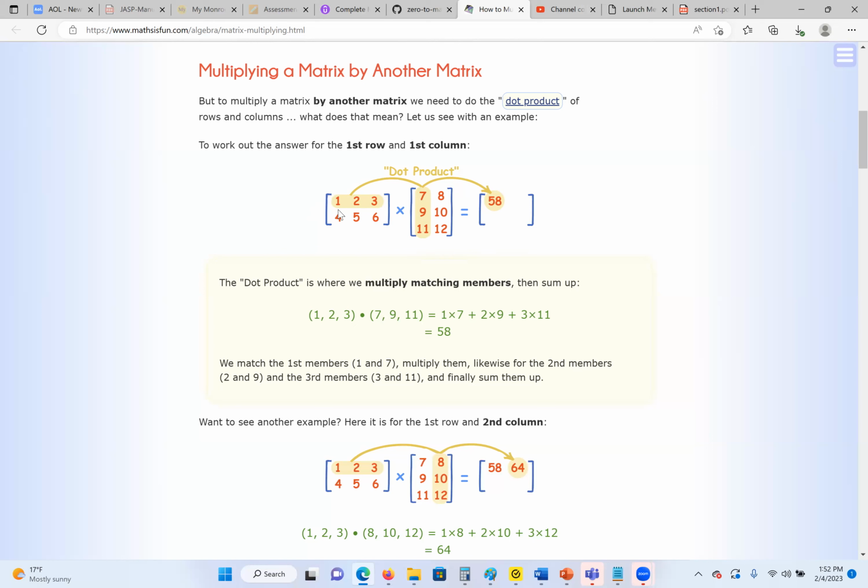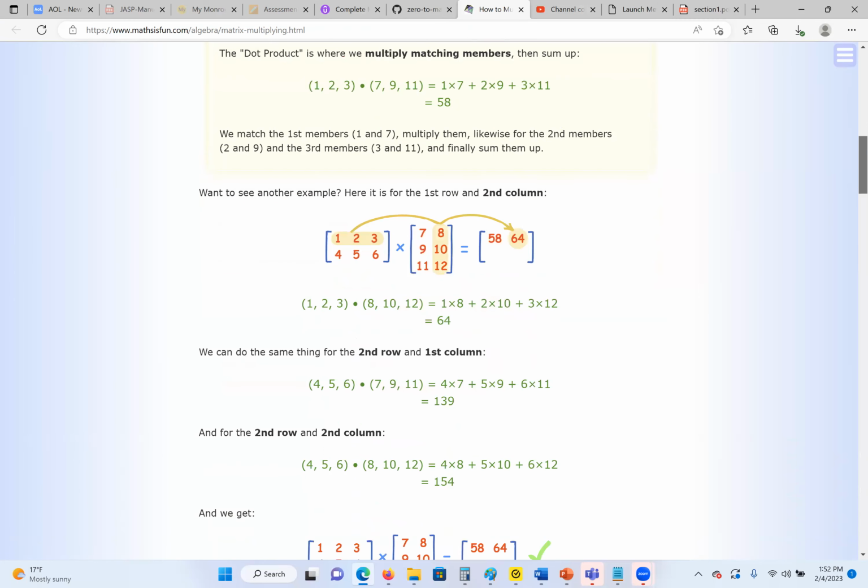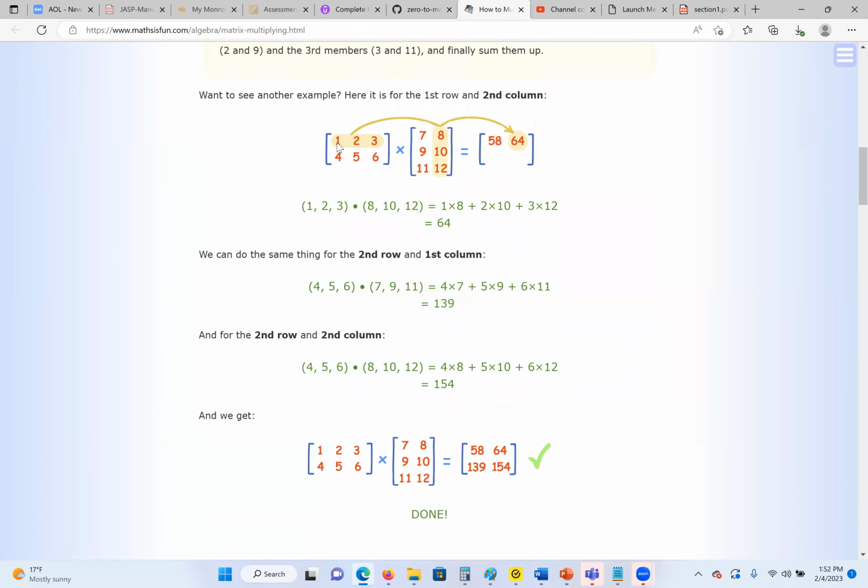Now, next, I'm going to multiply the first row with the second column, which means the answer will be where? The first row and the second column. And that's what we are doing here now. So we take the first row again of the first matrix, we multiply by the second column. So the result will be in where? The first row and the second column, because we multiply the first row and the second column.